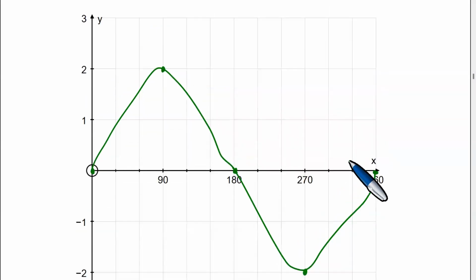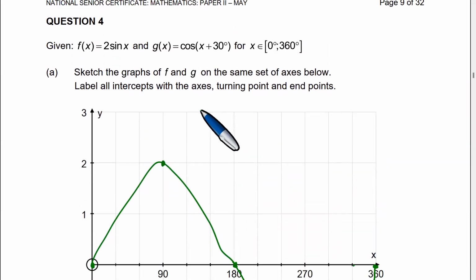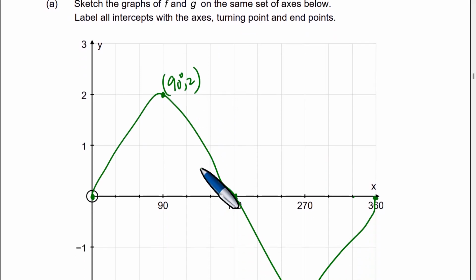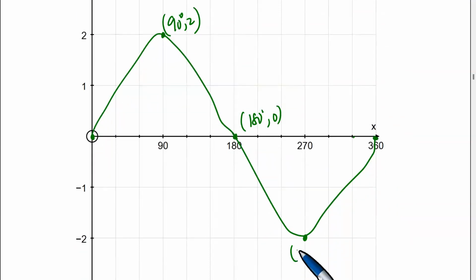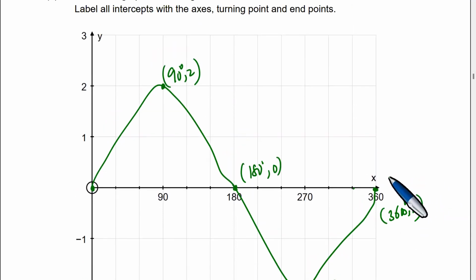So this one here is going to be the graph. Just showing the coordinates: x is 90 degrees and y is 2. This one is the origin. This one is 180 degrees, x, and y is 0. This one is x equals 270 degrees and y is -2. x is 360 degrees and y is 0 here.